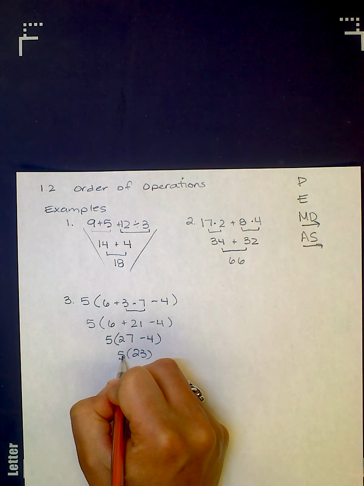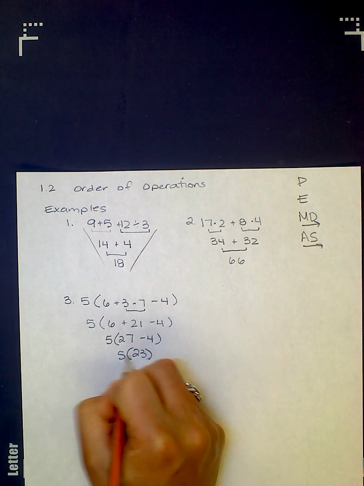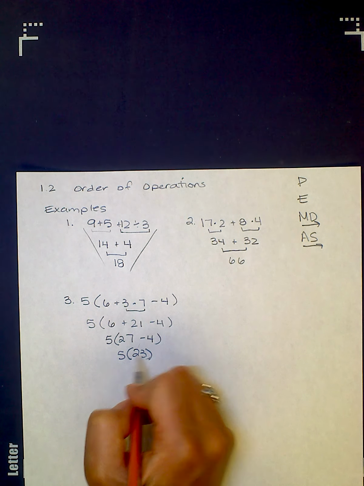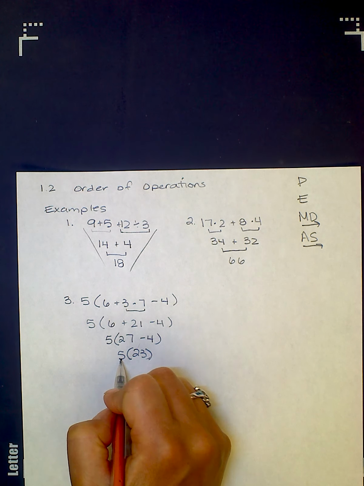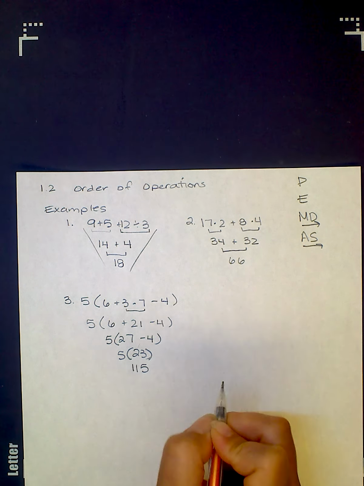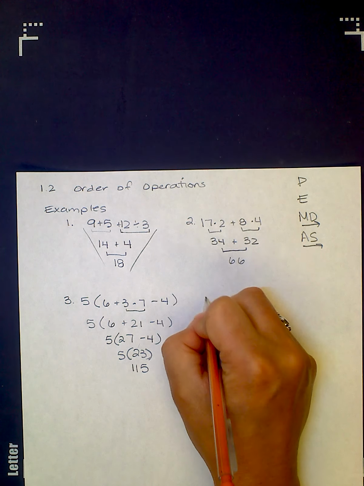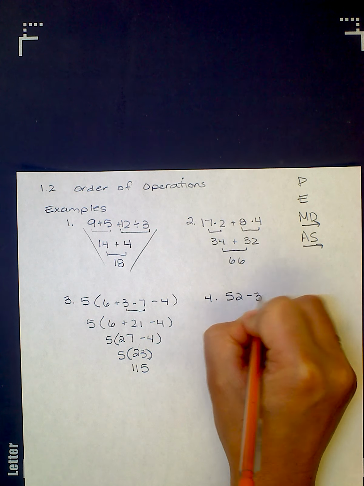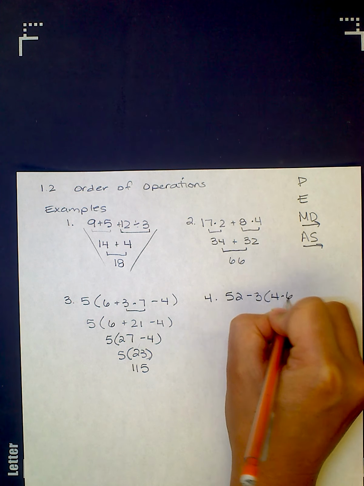And the final step, multiplication. So parentheses tell us this is multiplication. Now that we've finished everything inside the parentheses, now we can multiply it by that 5. And that will give us 115. Still working in our funnel here. Number 4, 52 minus 3 times the quantity 4 times 6.